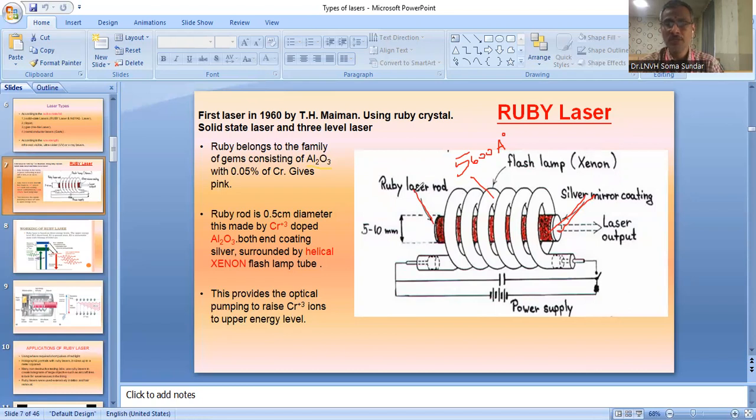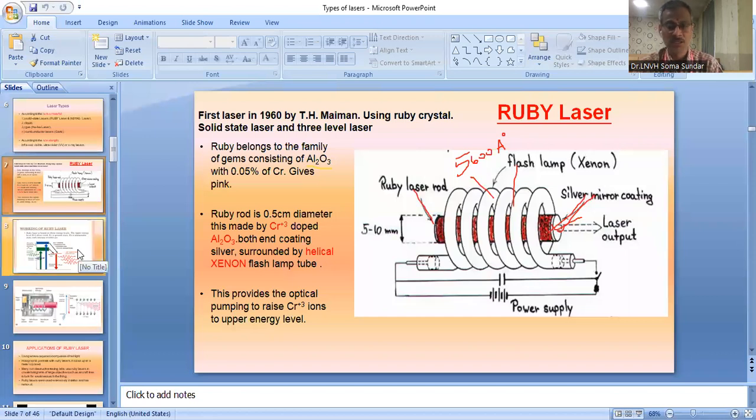This is the construction diagram of a ruby laser. In it, we come across all three main components of a laser. One is the active medium, which is the ruby rod. Next, the pumping mechanism, a helical xenon flash lamp, and the resonator cavity. The partially reflecting surface and the fully reflecting surface of the ruby rod constitute the resonator cavity. Now let us discuss the working of a ruby laser using the energy level band diagram.